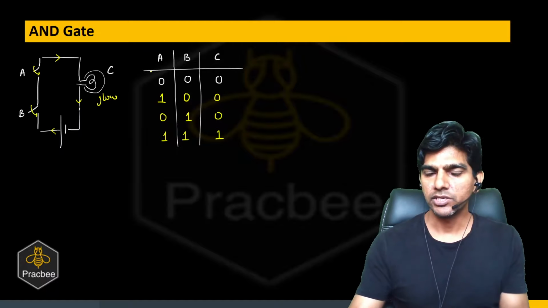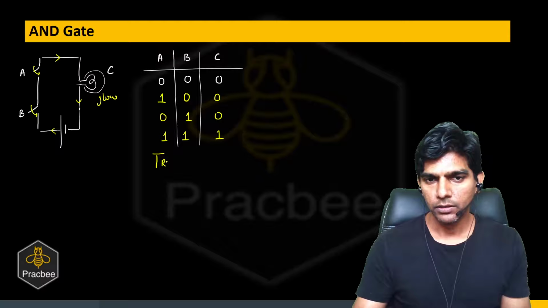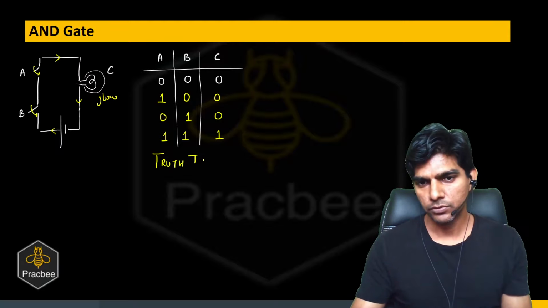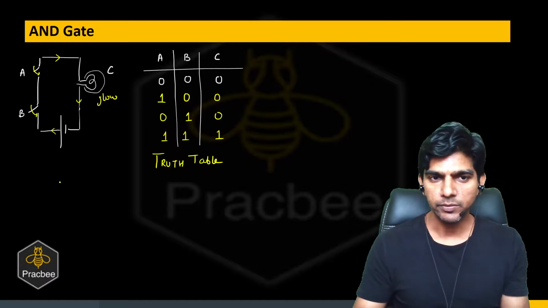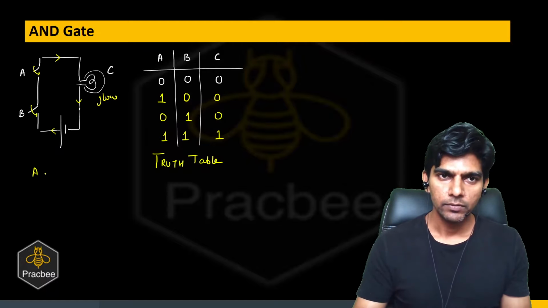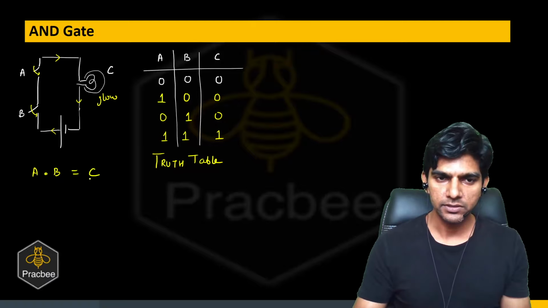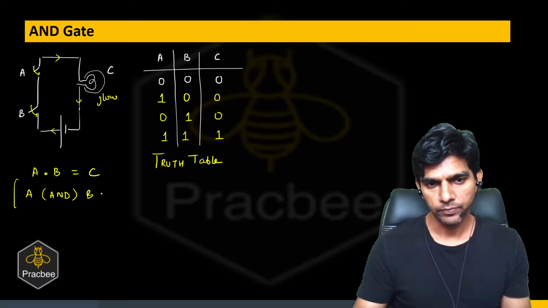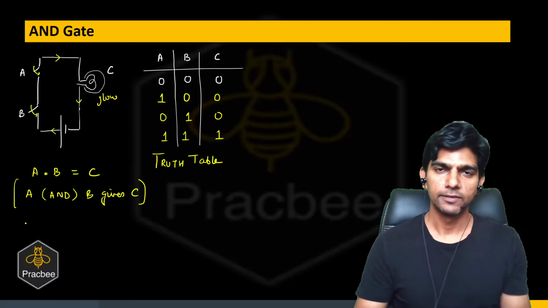Now this table is known as a truth table, and it gives you all possible inputs and all possible outputs. And in Boolean algebra, I can show it as A AND B gives C. So that we have to remember.